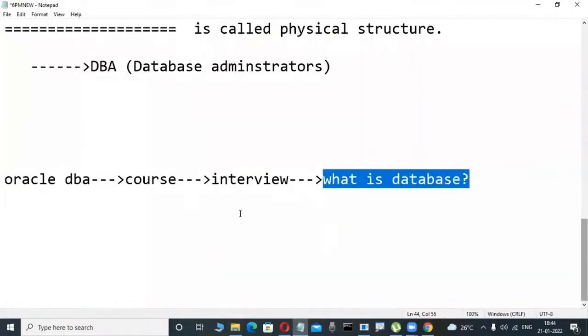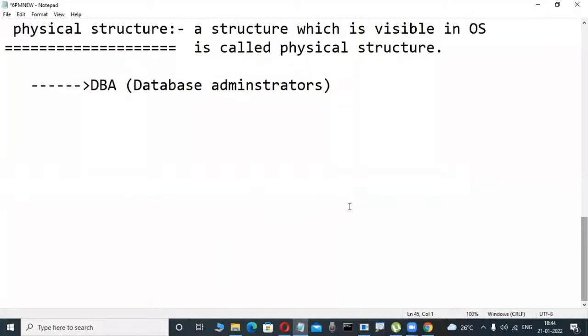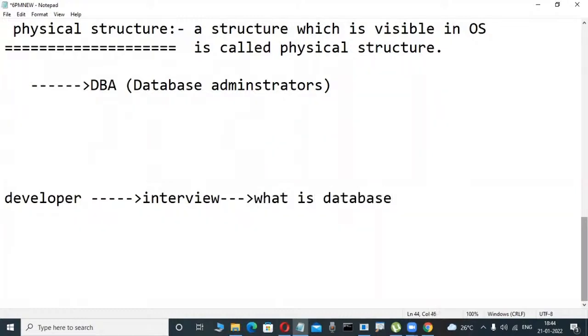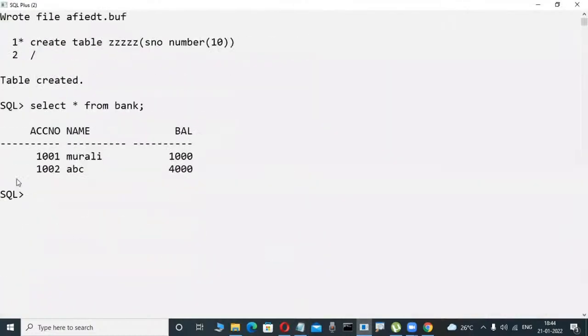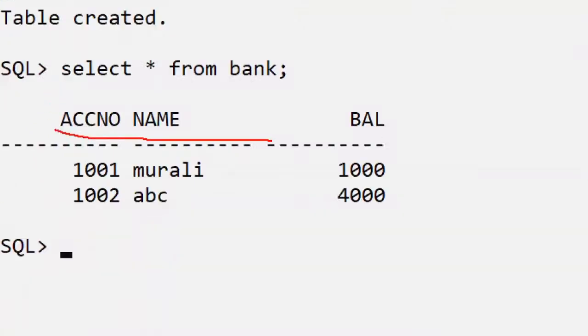Suppose here I'm a developer, not an administrator, for example. I'm a Java developer, a SQL developer, a PL/SQL developer, a Python developer, like that. These developers are attending an interview. What is database? For example, they are not asking, but generally, what is database? They're asking, and the developers tell it logically, from the logical structure side. They tell that it is a place where we can store a structured collection of data.